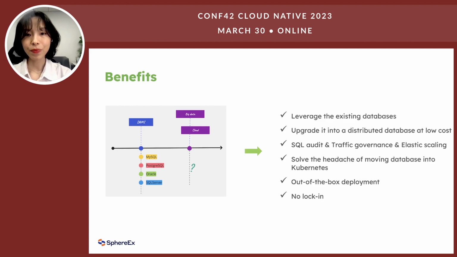The next one is that it can help you consider how to move your databases into the cloud. Because we use the storage and computing splitting architecture, that means your PostgreSQL working at the storage nodes is deployed on-premise, but you can use Apache ShardingSphere working at the computing nodes, deployed on Kubernetes or on the cloud, right? So you can use this solution to solve the headache of database on cloud issues.